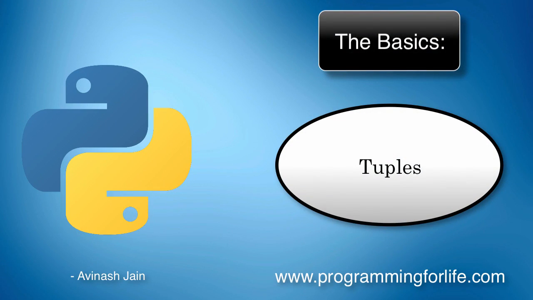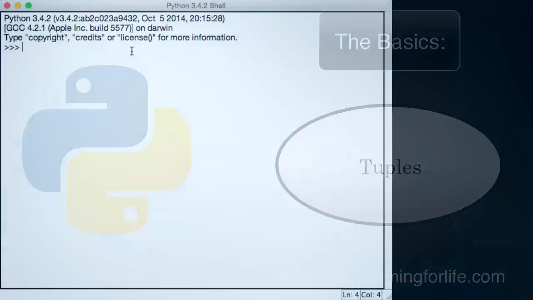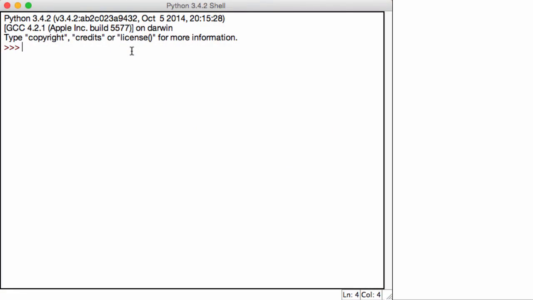Alright, so today we're going to be talking about tuples. And before we even start, let me just talk about what tuples are. Tuples and lists, both of them are actually quite similar, but with tuples, the data cannot change. Tuples are what we call immutable.